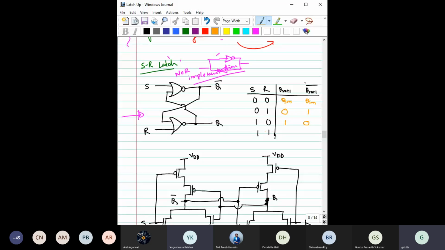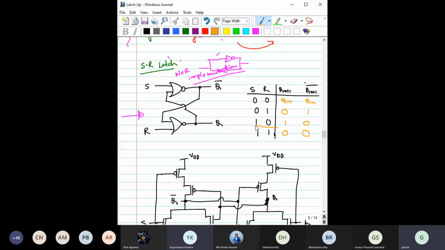What about 1, 1? That is interesting. Here is the race condition, because it depends on which one reaches first, and eventually we'll end up with both Qn+1 and Qn+1 bar equal to 0 and 0, which violates our notation that Qn+1 and Qn+1 bar should be the outputs.